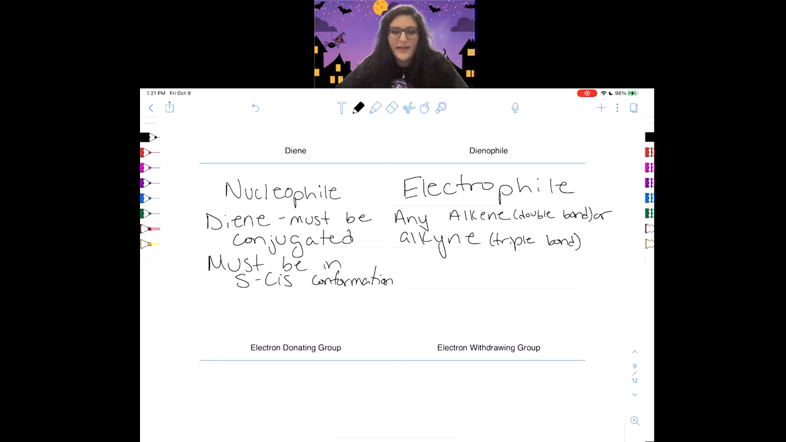In order to react, the dienophile has to maintain its configuration. And what I mean by maintain configuration is if you started out with a trans alkene, you'll end up with a trans product. If you start with a cis alkene, you'll end up with a cis product.